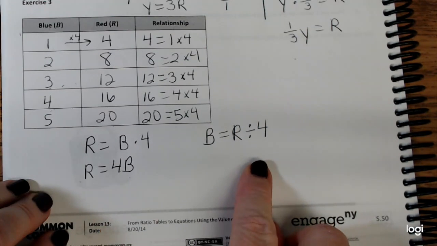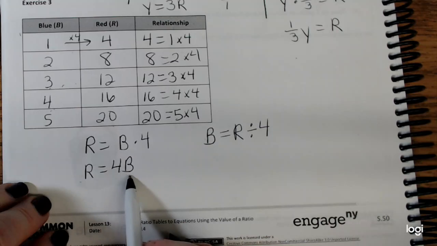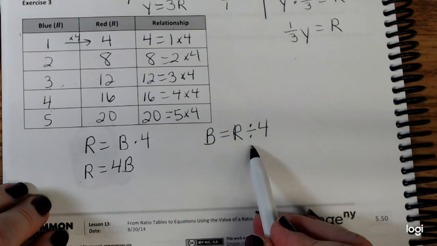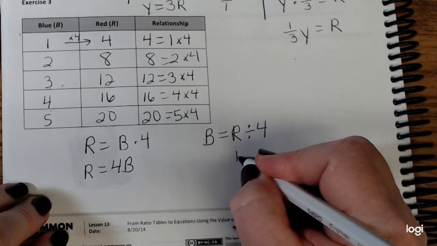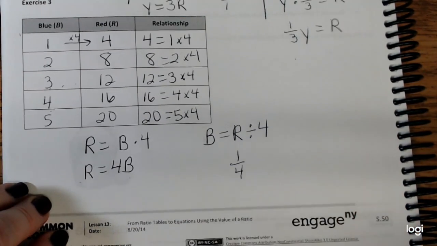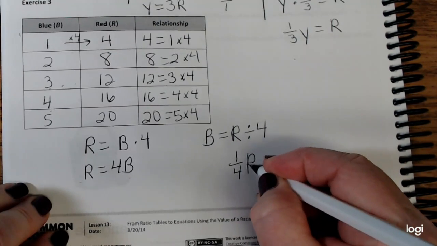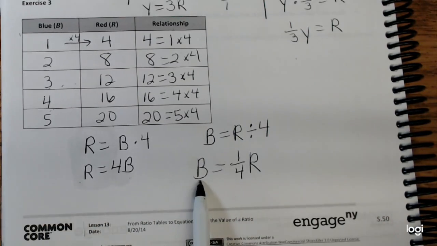That is an equation. However, I wanted to keep it as a coefficient in front of my variable. We remember yesterday that when you divide by a 4, that actually would be considered cutting it into fourths. And so I'm taking a fourth of my red paint to get my blue paint.